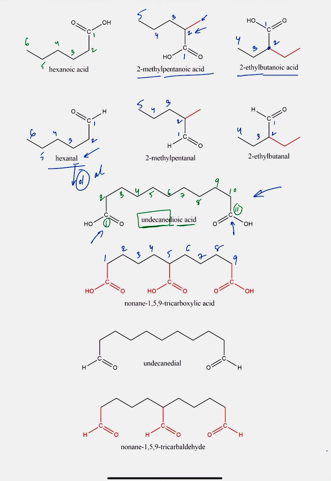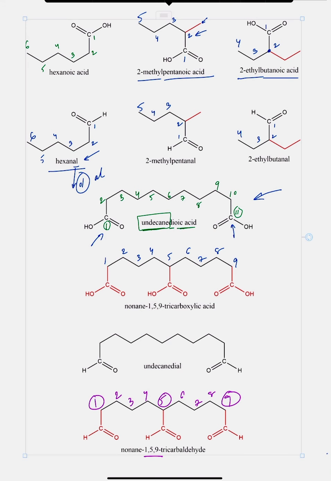So instead, I consider only the rest of the chain as the parent chain, and I'll consider all three as substituents. So we have a total of 9 carbons here. That's why the name is nonane, and the aldehyde groups are attached on carbons 1, 5 and 9. That's why the name is 1,5,9 tricarbaldehyde. So that's how the naming is done for aldehydes where we have more than two aldehyde groups, just like in the case of carboxylic acid. It's the same situation here.